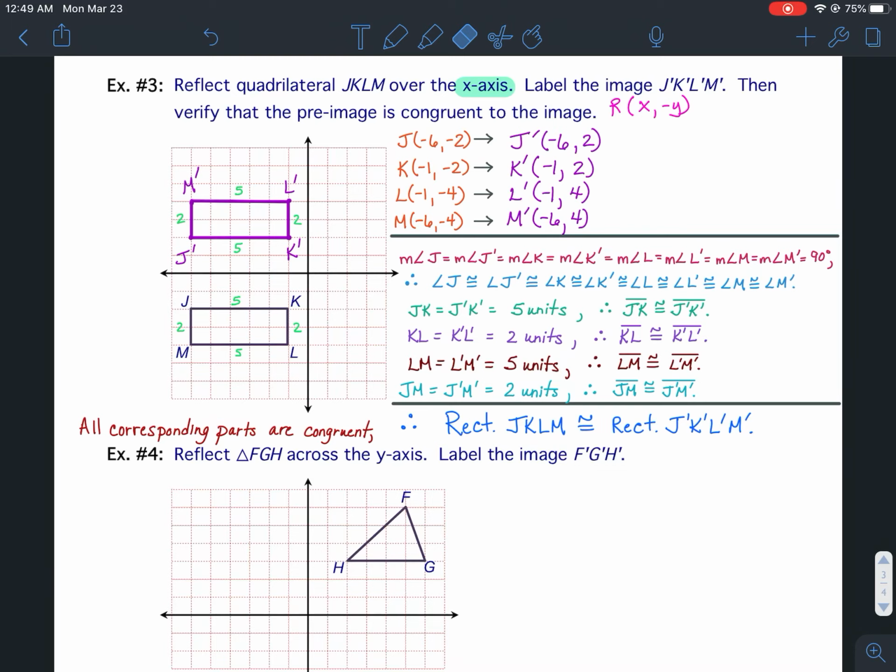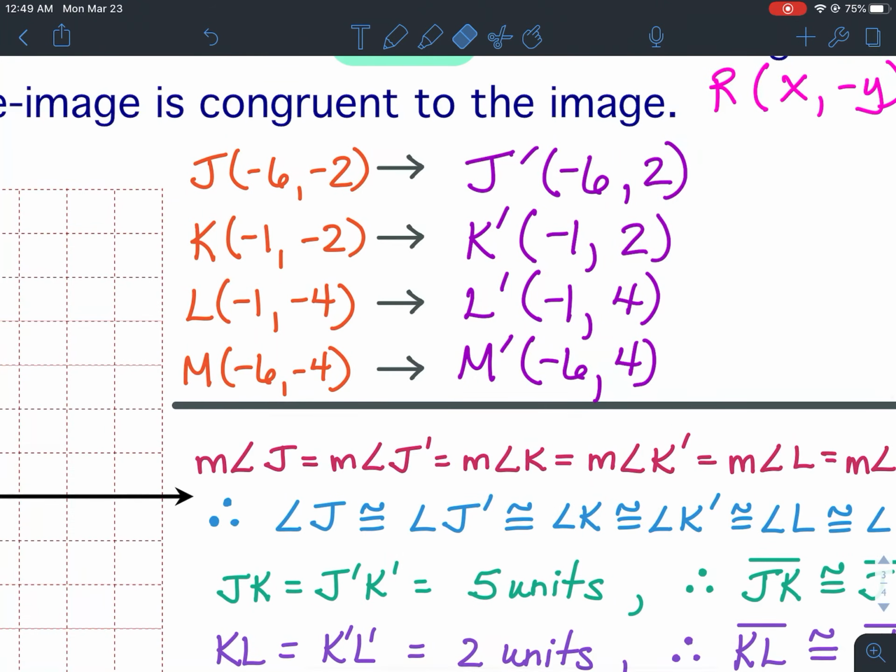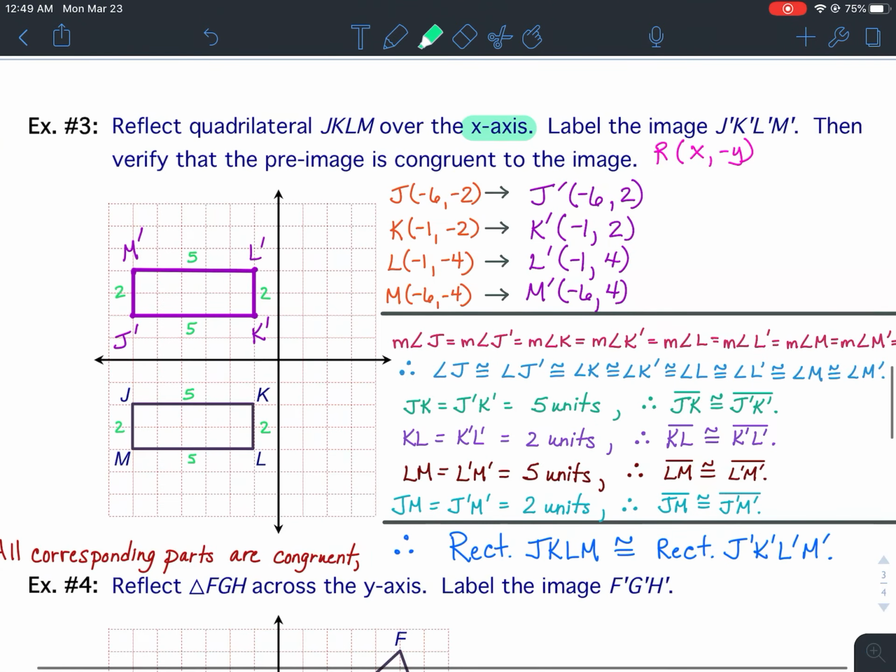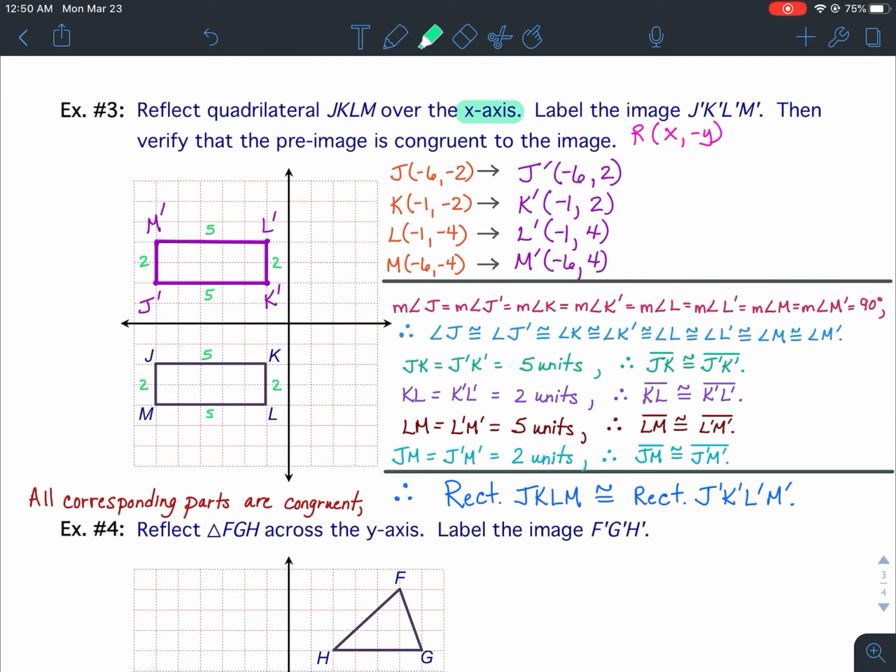The most important thing I hope that you get out of example 3, though, is the actual reflection part. Because it reflected over the x-axis, your x-coordinates all stay the same. See how these were all the same? And then we took the opposite of the y-coordinates. These were all negative. These became positive because we took the opposite of each. That is example 3. If you have any questions, please don't hesitate to ask.